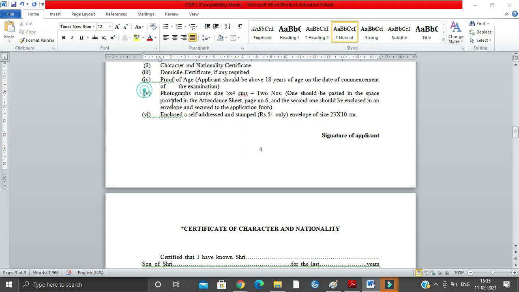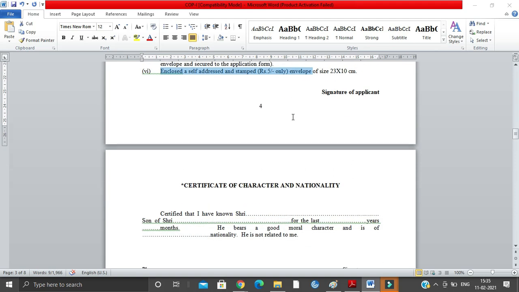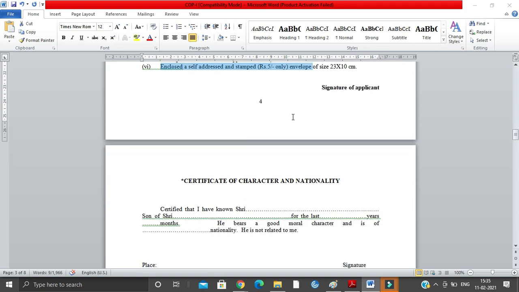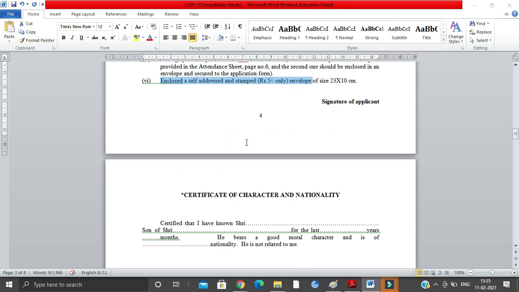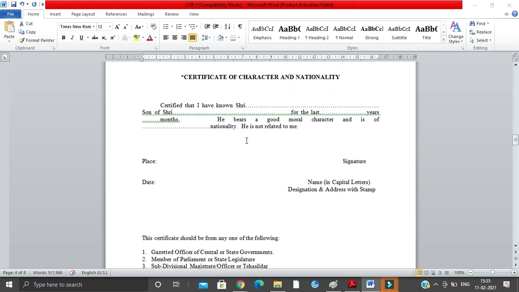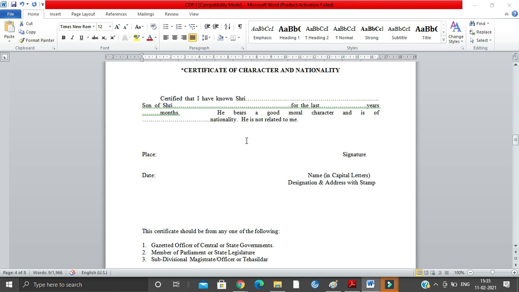So this part, the fifth and sixth part, is combined. You have to put the photograph in this enclosed self-addressed stamped envelope. The second photograph you will use on the sixth page. Now this is the certificate of character and nationality.